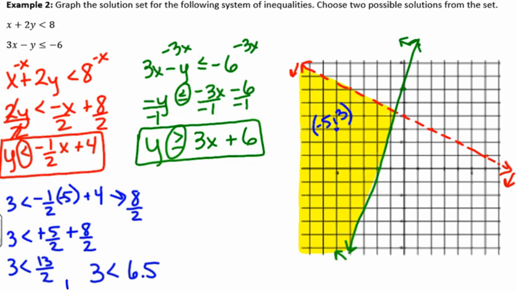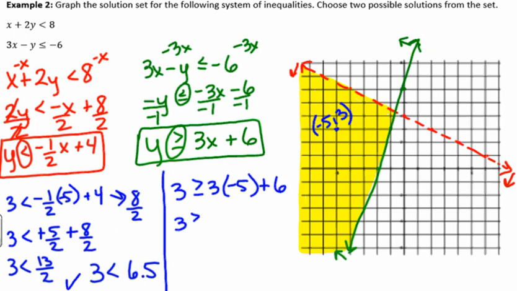So this one satisfies. Does it satisfy our other one? Let's do a check. 3 needs to be greater than or equal to 3 times negative 5 plus 6. Is 3 greater than or equal to negative 15 plus 6, which is negative 9? Yes, 3 is greater than or equal to negative 9. So that point worked. The question asks us to choose 2 possible solutions.